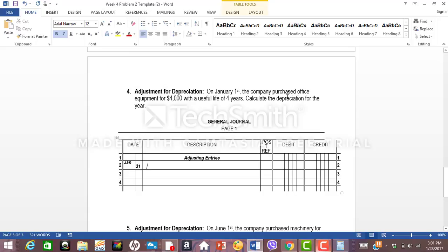And then it says the company purchased office equipment for $4,000, so equipment for $4,000. And then it says a useful life of 4 years. So calculated for the year, it is depreciation expense on equipment. And for 4 years it'd be $1,000 per year, so you would credit $1,000. So now basically they have $3,000 worth left. All right, used equipment.